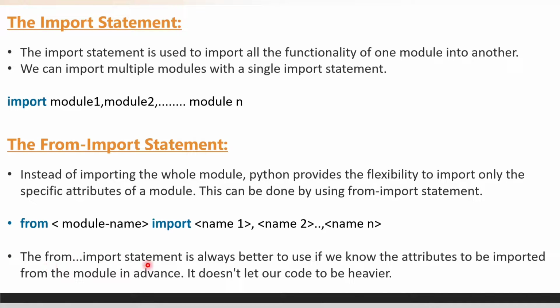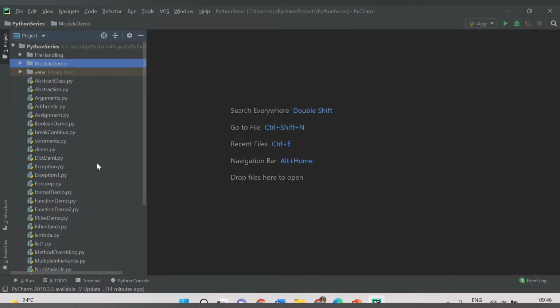The from import statement is always better to use if you know the attributes to be imported from the module in advance. If you are already aware which attributes you will require, always use the from import statement, because you will import only those particular attributes instead of importing all the attributes. Otherwise it will make your code heavier. So let's see in the demo how we can make use of the from import statement.